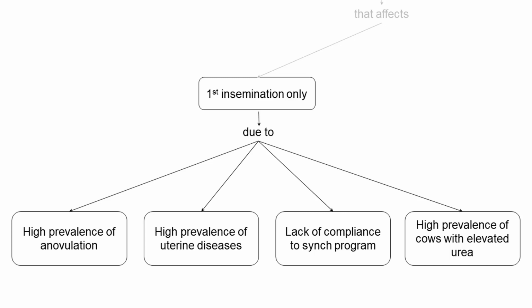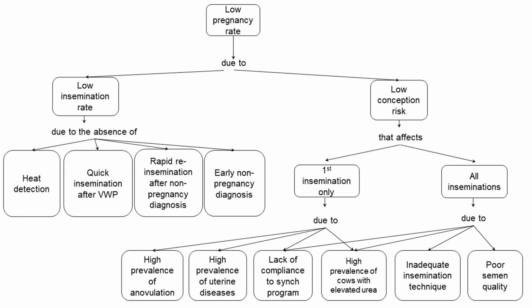An excessive negative energy balance during the transition period could also result in a high prevalence of anovulatory cows or cows with uterine disease, which would result in a low conception risk for first inseminations. As you can see, this systematic approach allows the evaluation of the most common causes that lead to a low pregnancy rate. As I mentioned, this is an example of a systematic approach. You can use it, use your own approach, or combine both. The most important is that you are systematic and don't forget any steps.